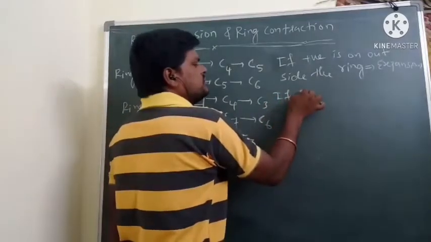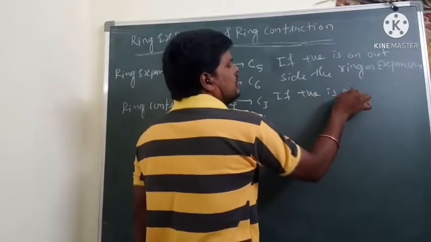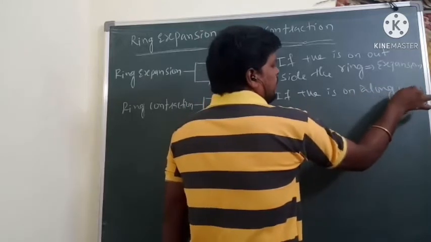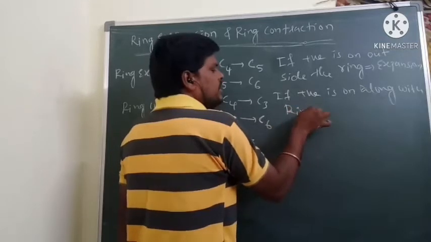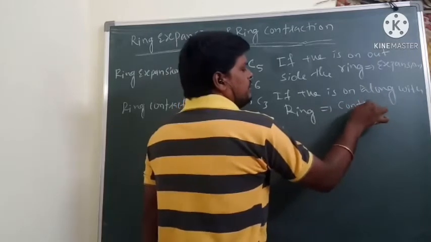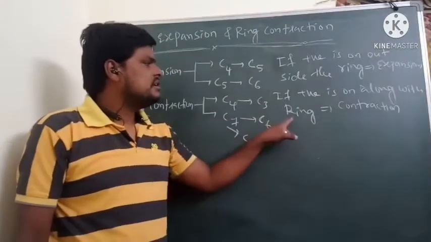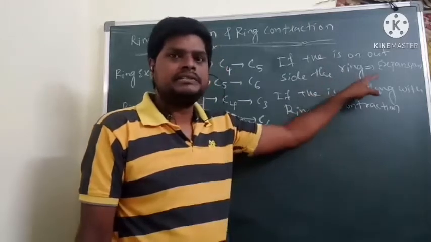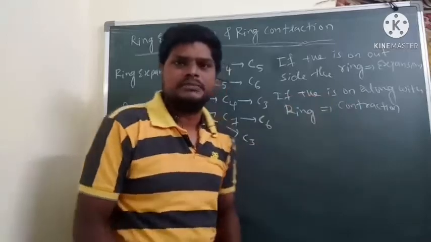If the positive charge is along with the ring, in this case contraction is possible. If the positive charge is outside the ring, expansion is possible. If the positive charge is along with the ring, contraction is possible.